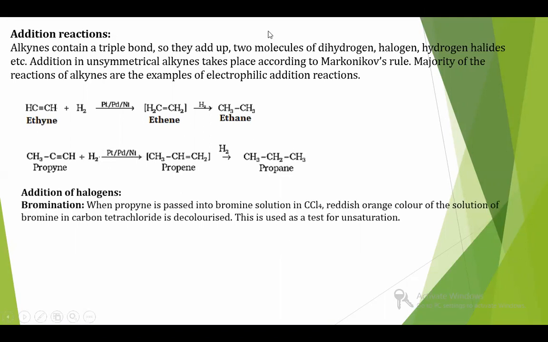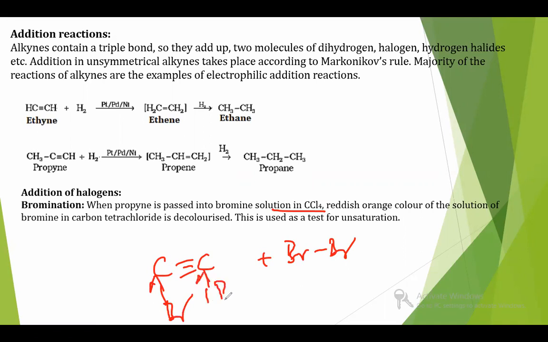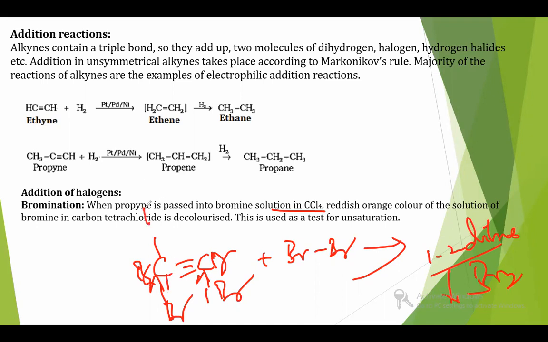Next, addition of halogen, especially bromination. When propyne is passed into a bromine solution in CCl4, carbon tetrachloride, one bromine attaches to this carbon and another bromine attaches to the adjacent carbon, giving 1,2-dibromopropene. Again treated with Br2, the adjacent hydrogens are replaced by bromine, and we get 1,1,2,2-tetrabromopropane. This is the halogenation reaction.